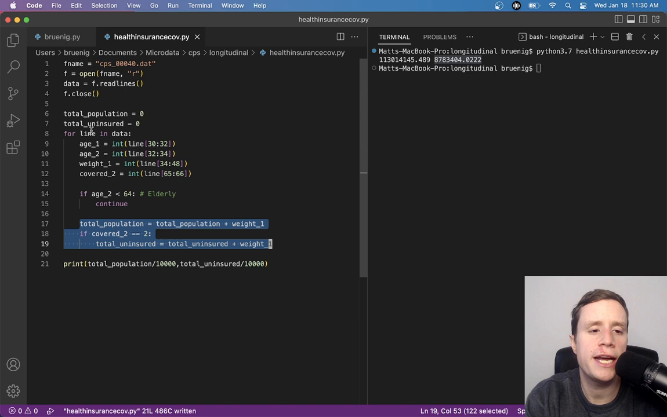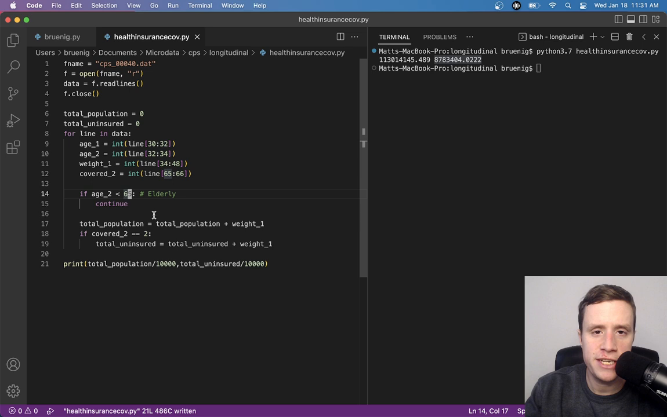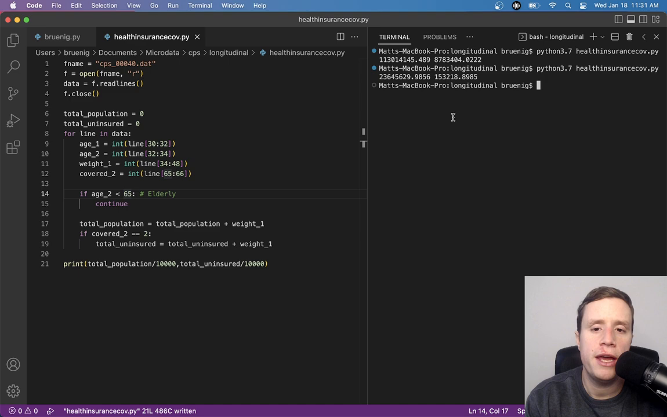And so every time we find someone whose age is less than, actually, let's say 65, right? Anyone whose age is less than 65, 65 is the eligibility age for Medicare, I just want you to ignore them. So that if we do that, then all we're left with are the elderly, right? So what do we get for the elderly? For the elderly, we get this number.